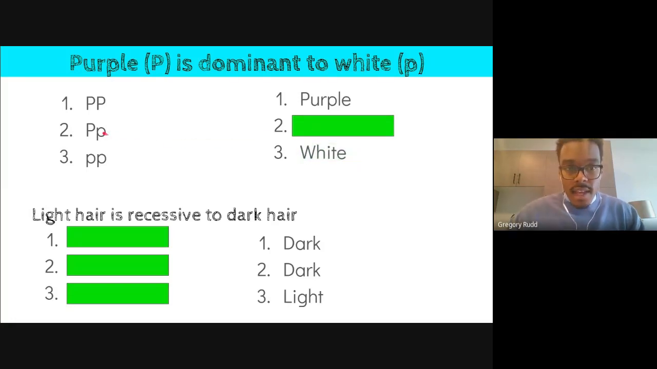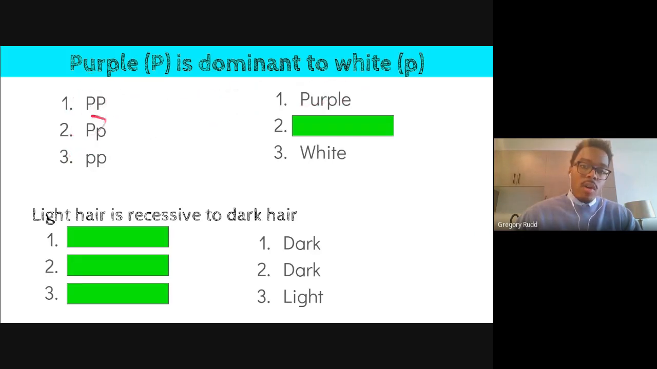And so in that case, I end up with the recessive trait, which is white in this case. So in order for me to get the recessive trait, I need to be homozygous recessive. I need to have both recessive alleles. If I have both of the dominant alleles, then I end up with the dominant trait.